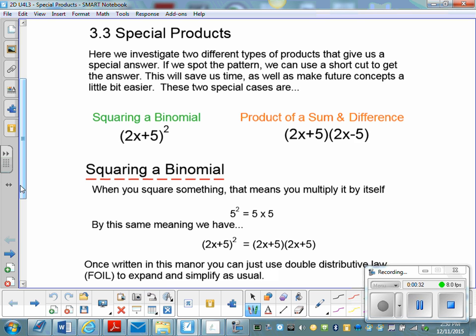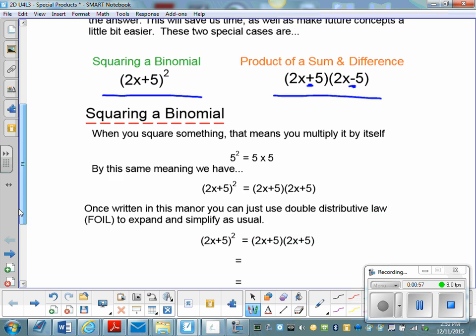So there's two different types of products that we're going to look at. We're going to take a look at what happens when we square a binomial. And you guys, I think, had a question yesterday on this that some of you were asking about. So some of you will already have an idea about this. And then what happens when we multiply two binomials together where the signs are the opposite? So 2x plus 5 and 2x minus 5. So let's take a look and see what happens here.